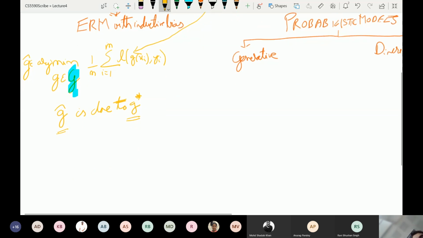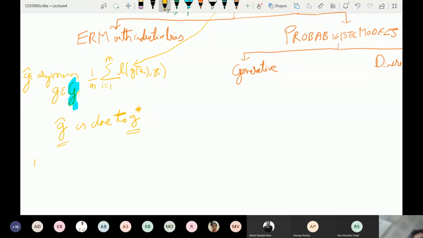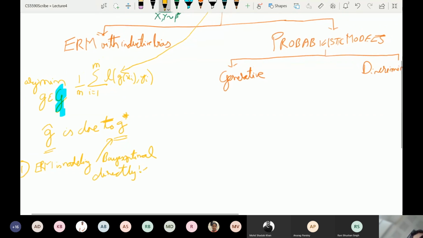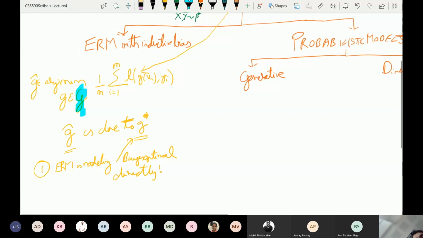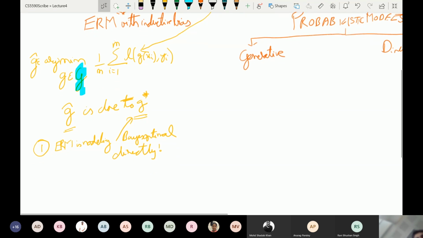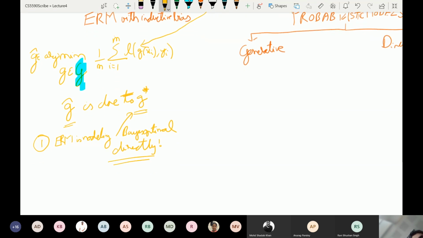Now, in ERM, the first thing you have to understand is that ERM is modeling, essentially, the Bayes optimal directly. That means our inductive bias, what kind of functions does it have? It has candidates for Bayes optimal. So every function in the inductive bias we are taking because we hope that the Bayes optimal is one of those functions. So we are essentially modeling the Bayes optimal directly, right?